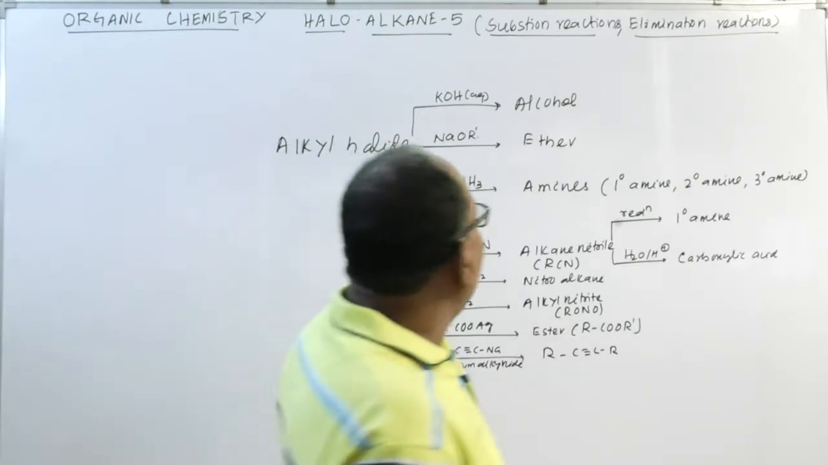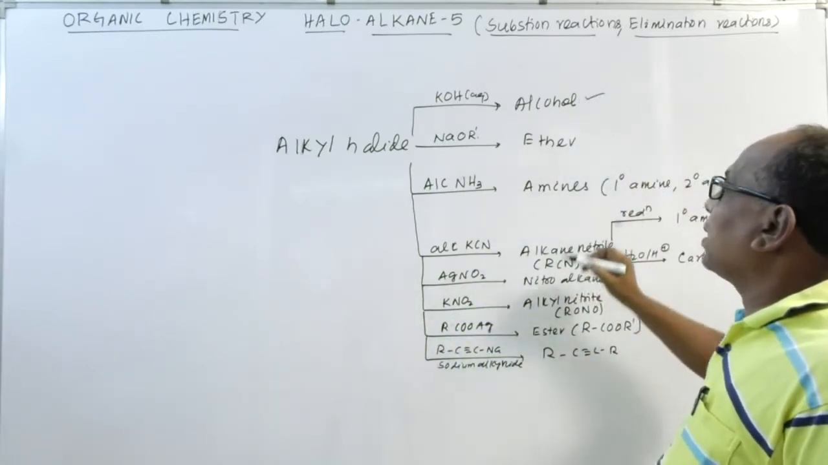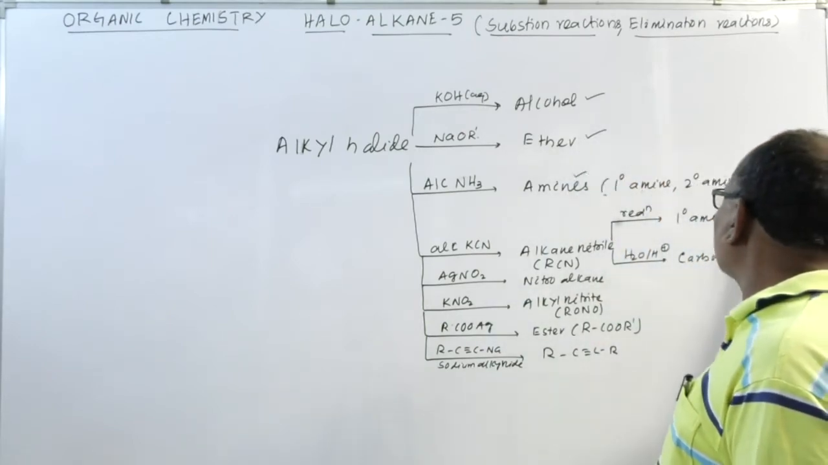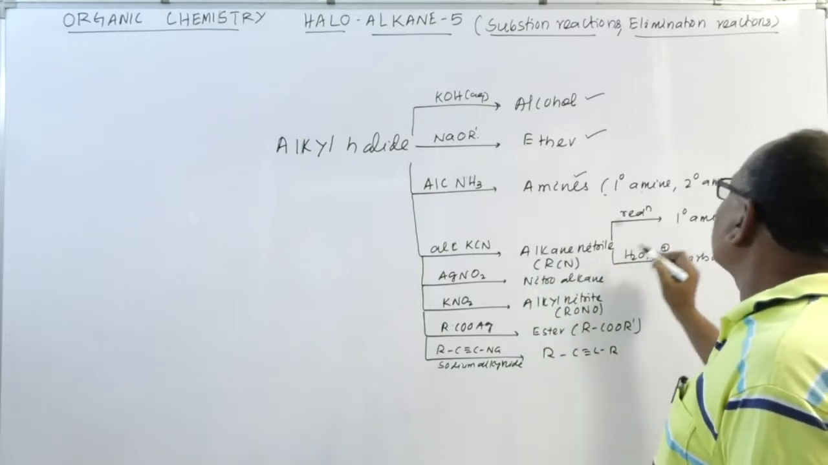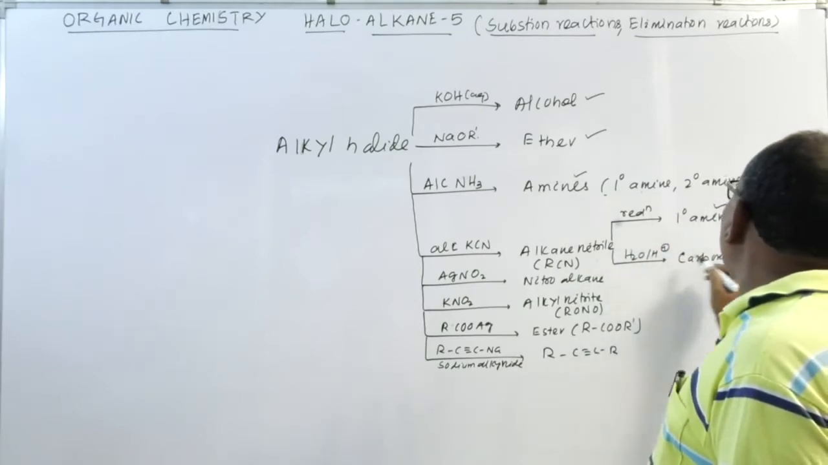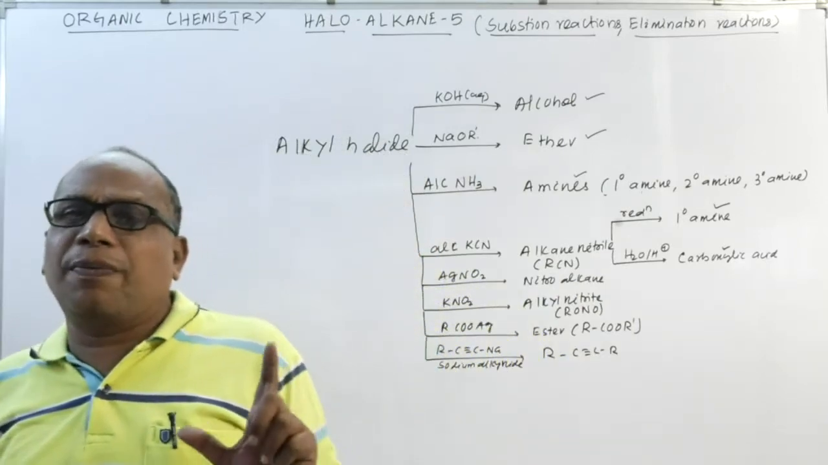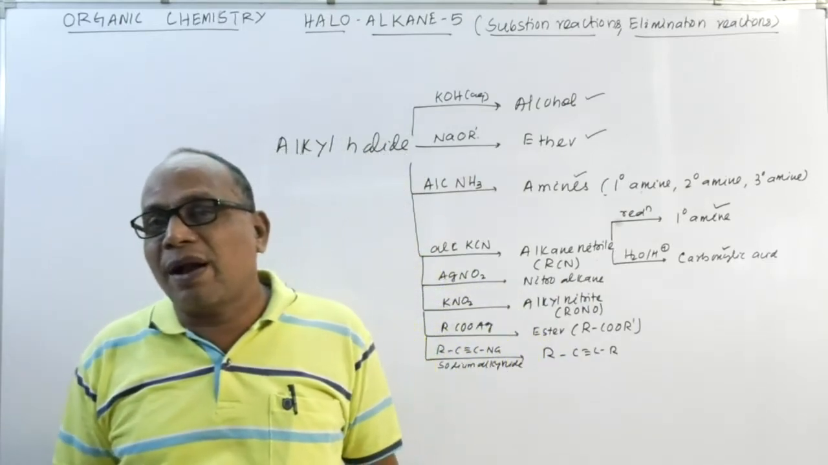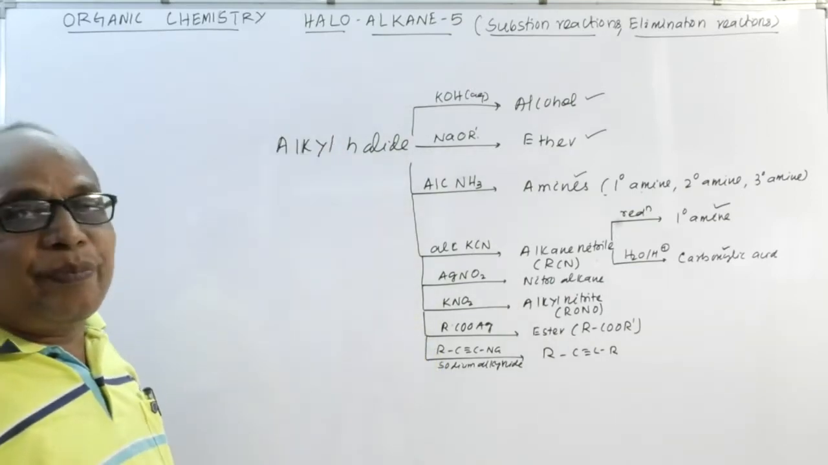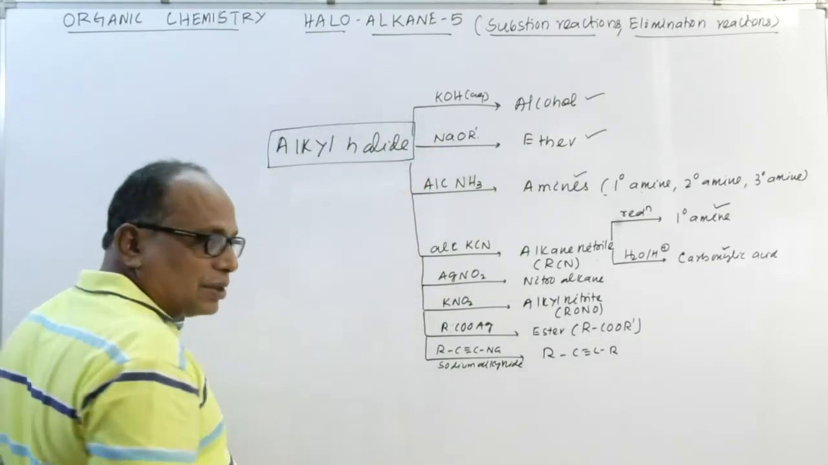So you see, the various classes of organic compounds can be synthesized from alkyl halide. You can prepare alcohol, you can prepare ether, we can prepare amines, that means primary, secondary, tertiary, and we can prepare alkyl nitriles. And by the action of RCN, this alkyl nitrile is reduced to form primary amine, or hydrolyzed to carboxylic acid. Almost all classes of organic compounds can be synthesized from alkyl halide. That's why alkyl halide is one of the important key compounds for an organic chemist.